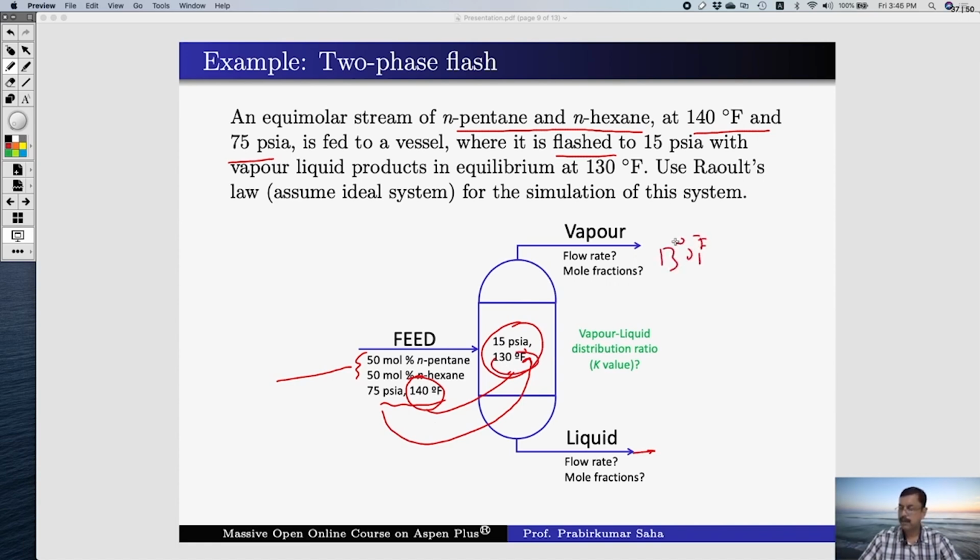So these are the different temperature conditions that we have. Now what is to be done? Use Raoult's law. That means it is an ideal system, we have to assume, for the simulation of this system. That is the job that we have.